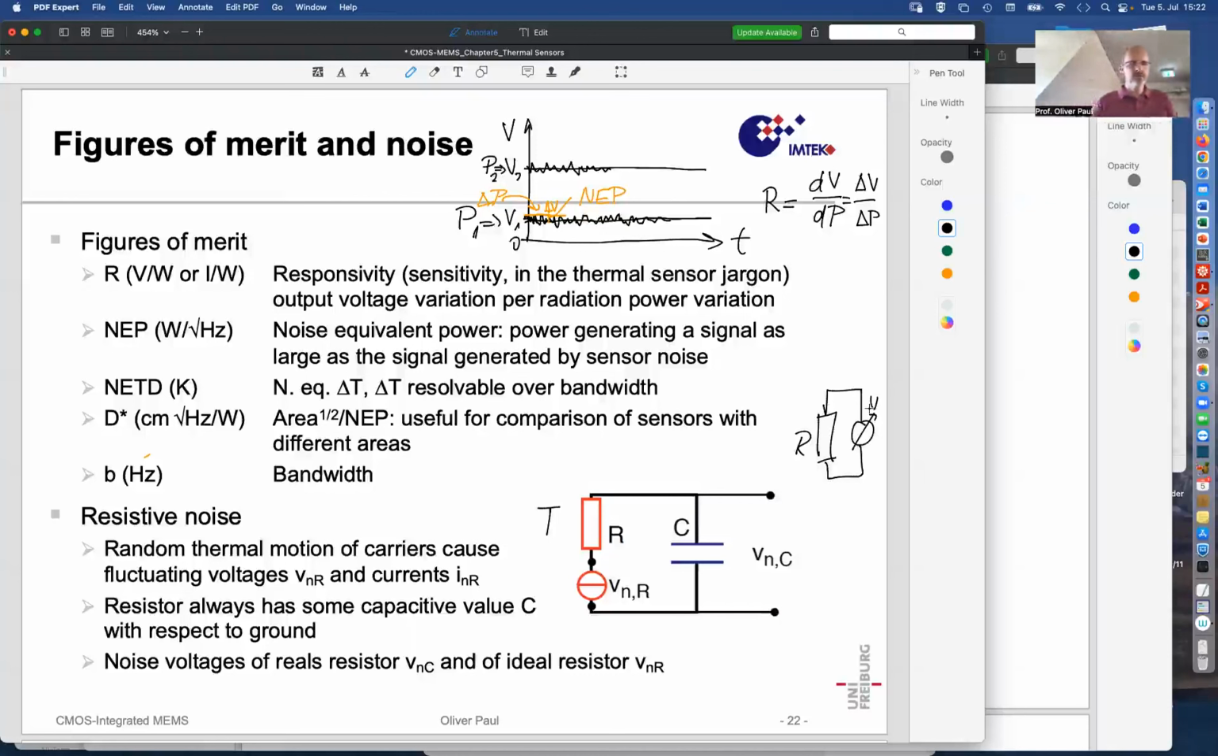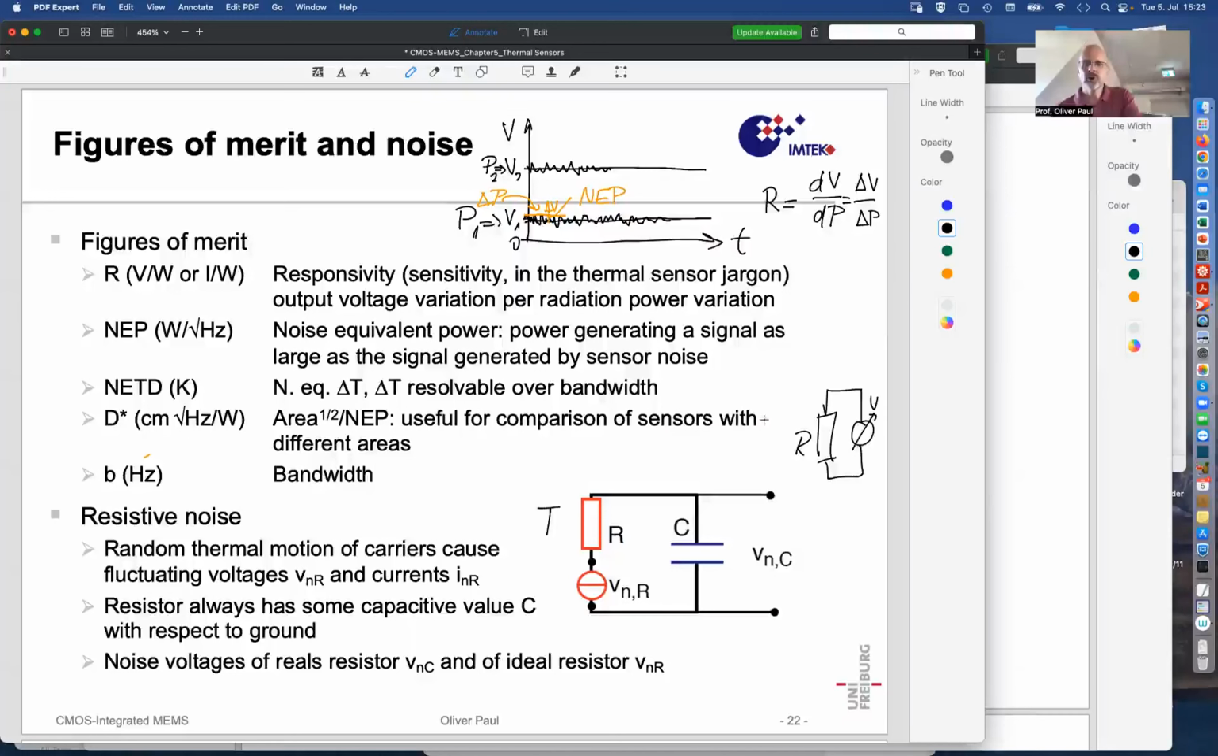Now I'll show you in just a second. Resistors are never alone. They always have an environment, and with respect to that environment, they always have some capacitive connection to the environment.